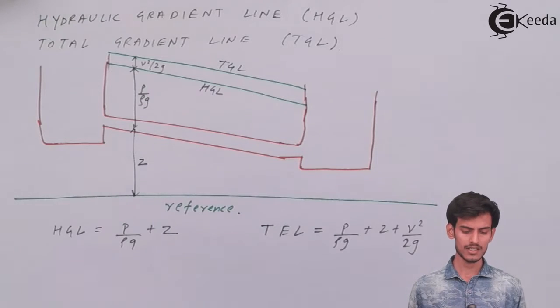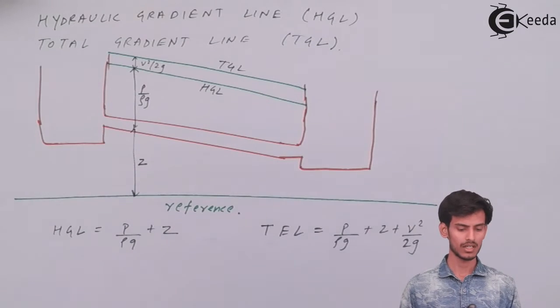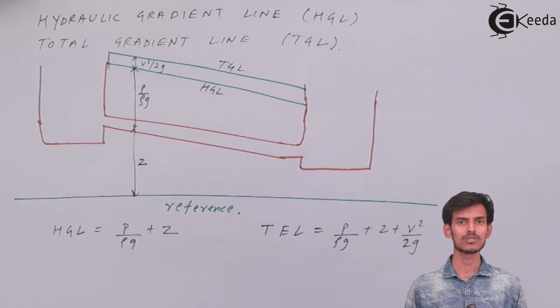So hydraulic gradient line is pressure head and datum head. Total energy line, I'm sorry, it is not total gradient line, it is total energy line. It tells you the summation of all three: pressure head, datum head and the velocity head. So that was all about this topic, hydraulic gradient line and total energy line.